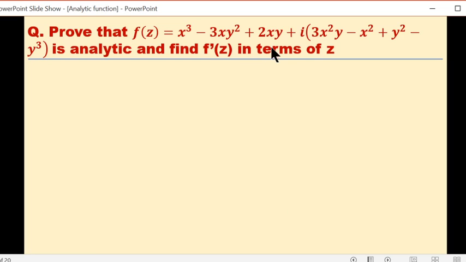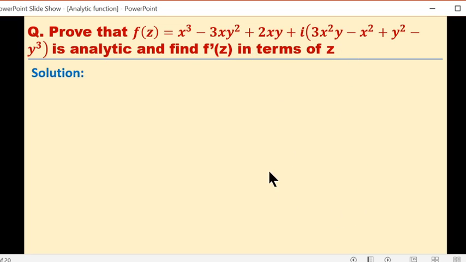and find f dash of z in terms of z. Okay, so in this question we are given a function f of z. This is a function of a complex variable. It is expressed in terms of x and y. i is present, so we know that this is a complex function. We have to prove that it is analytic. That is the first thing we have to do. And second thing, we have to find f dash of z. It is not only that, we have been asked to find f dash of z in terms of z. Okay, so let us see this.